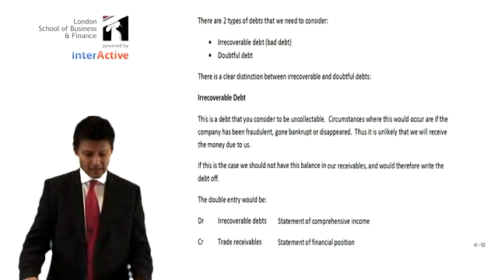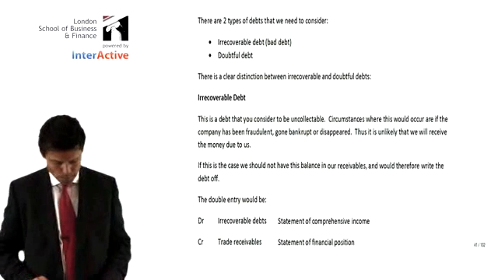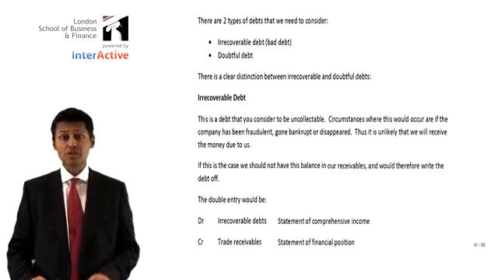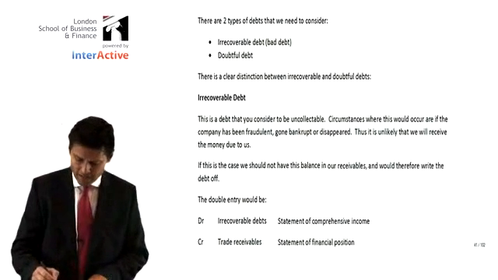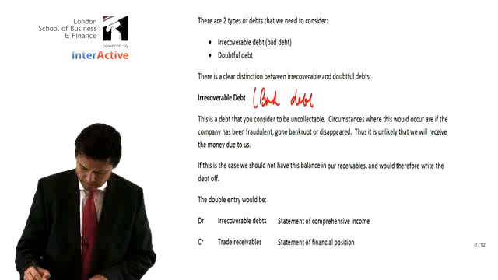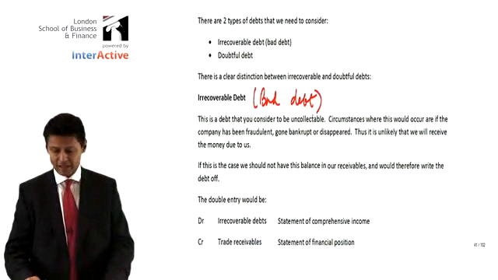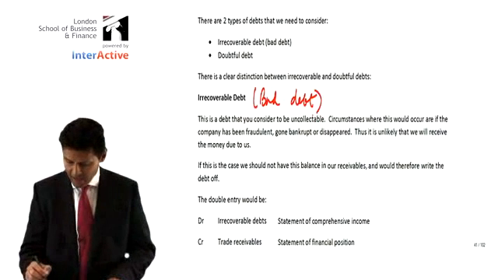There is obviously a clear distinction between the two. So what's irrecoverable debt? I might write nearby bad debt. This is a debt that you consider to be uncollectible. Please underline that. Uncollectible.